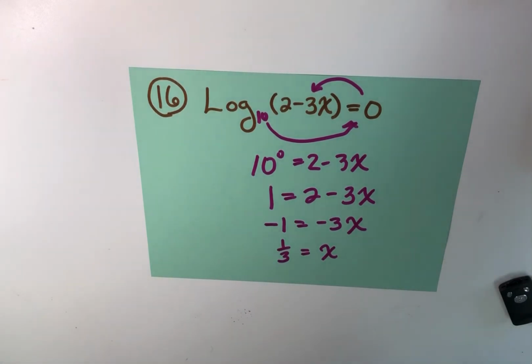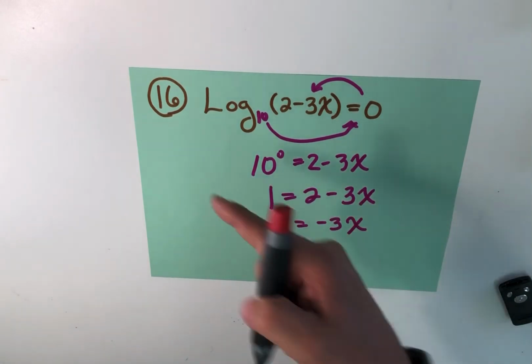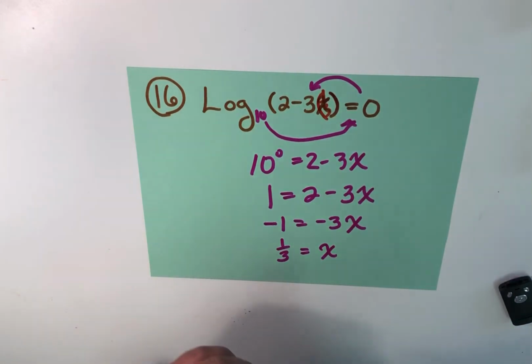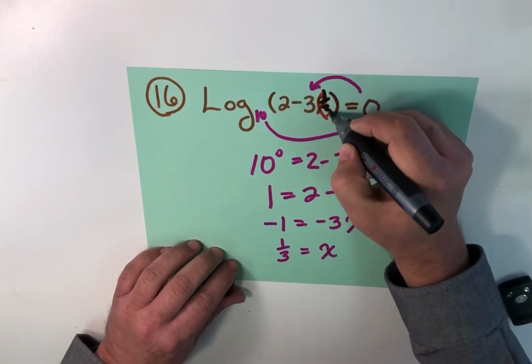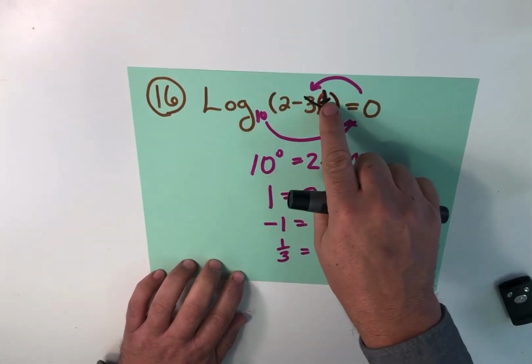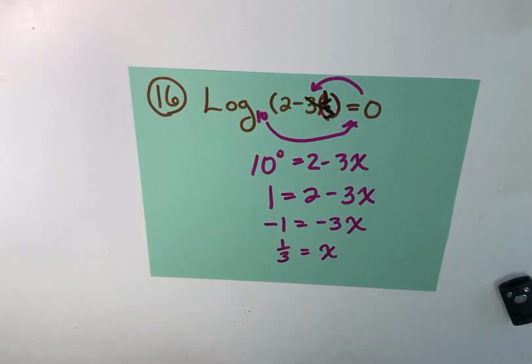Now I will quickly check it to see if it is extraneous because the x is next to the log. If I put 1/3 back to the original one here, which I cannot see very well, but if I was to put 1/3 back in here, yet again the 3's cancel out and you end up with 2 minus 1, which is a positive number. And so long as it's a positive number and not negative, it will always be a true log.